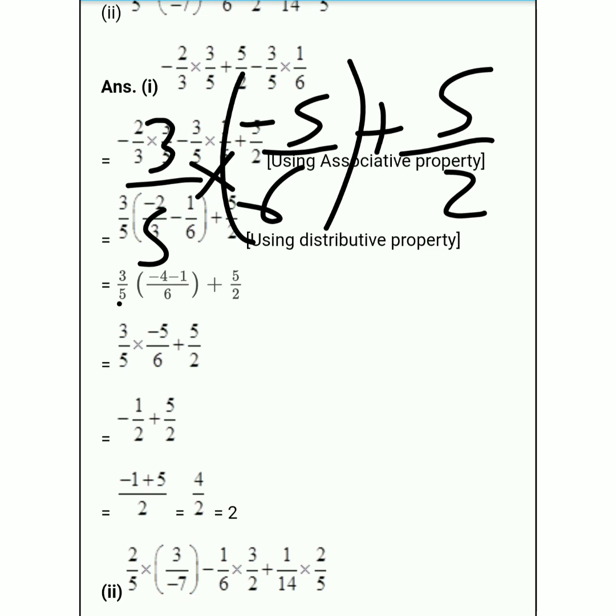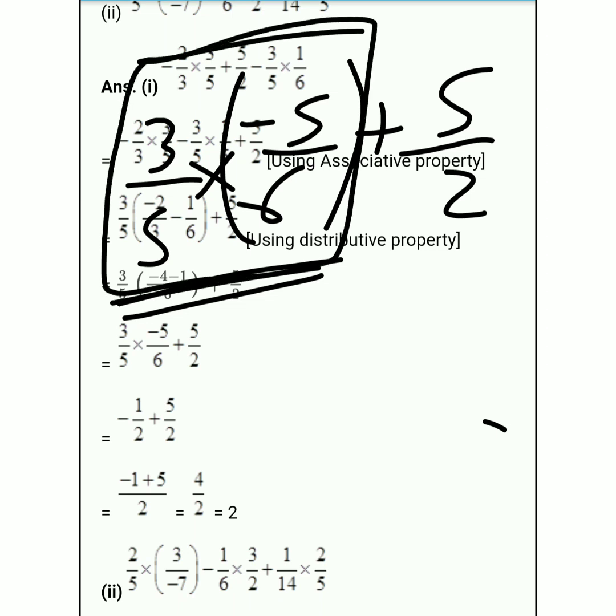Now these two terms are in multiplication, right? As per the rule of BODMAS, we solve our bracket, then we can do the division and multiplication process, right? So here this is a single term, right? 3 by 5 multiply minus 5 by 6, this is a single term. Why? Because 3 by 5 and 5 by 6 are in the multiplication process, that's why.